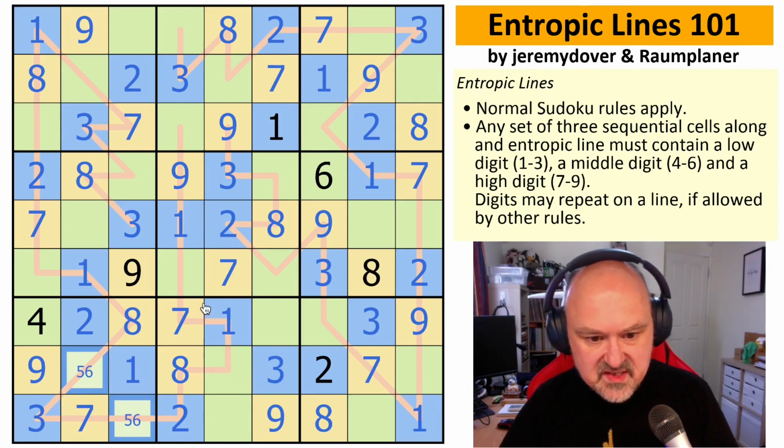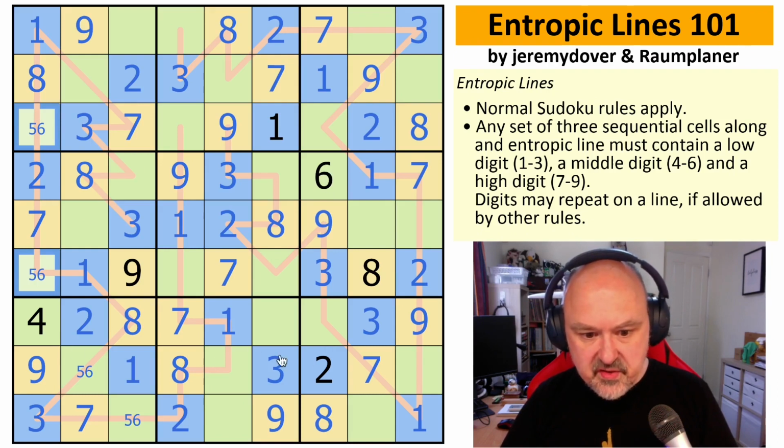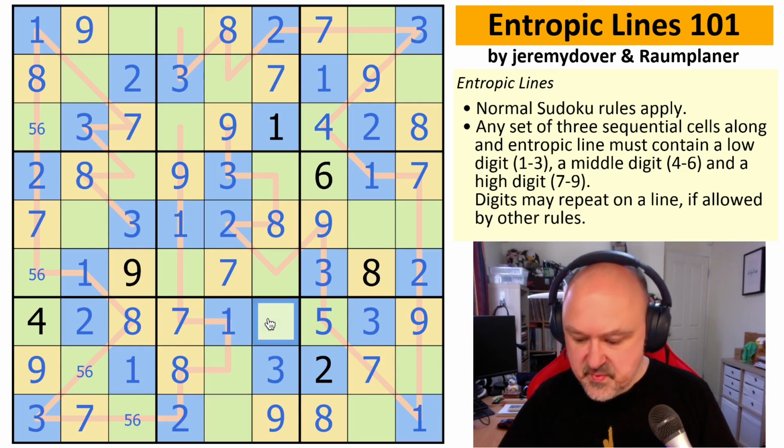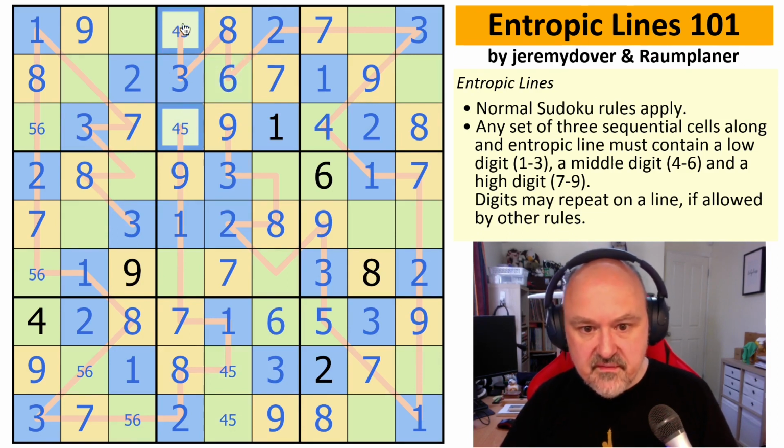So these are 5 and 6. These are 5 and 6. So we need an interaction between those and this 6. So 4 and 6 see each other there. That's a 5. So this becomes a 4. This becomes a 6. This is 4, 5. So this becomes 6. This becomes 4, 5.